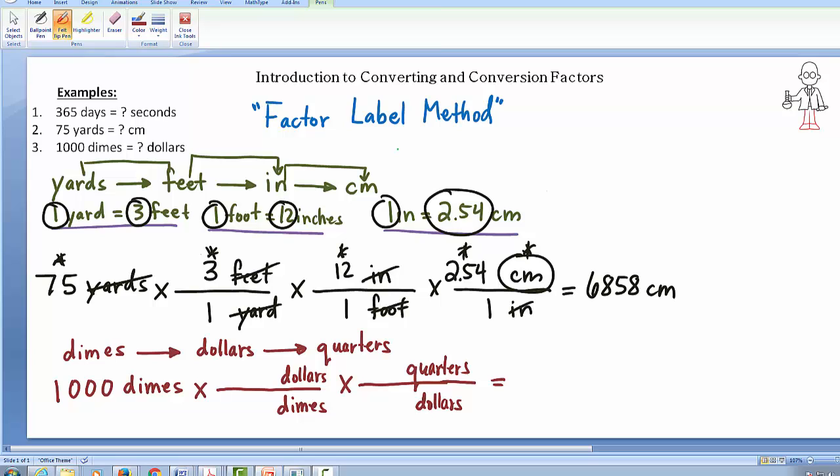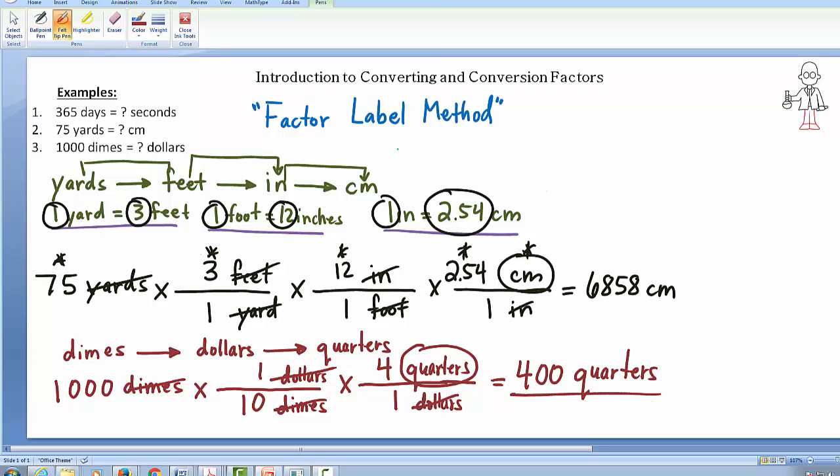So what do we know? In $1 we have what? 10 dimes. And in $1 we have 4 quarters. So when you multiply 1,000 times 4 and divide by 10, you wind up with some number in quarters. Notice these units cancel and I'm left with the desired unit of quarters, and that winds up being 400 quarters as our final answer.